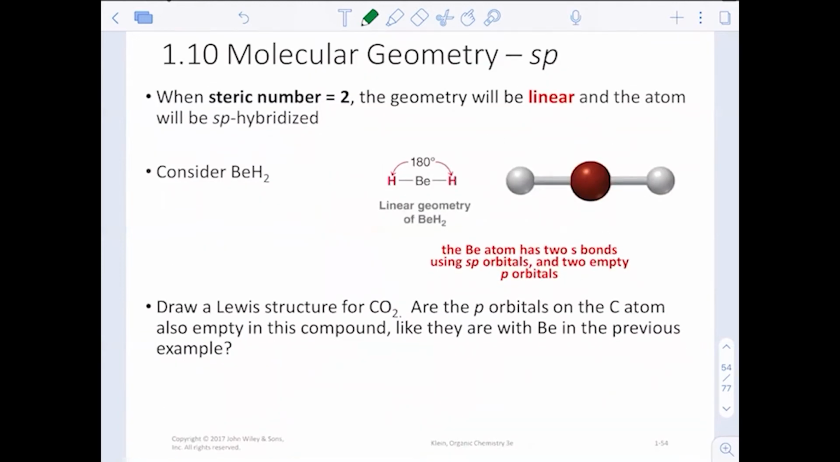When the steric number is 2, we remember linear. BeH2 is a good example. Carbon dioxide is one that we did too, so I'll redraw him here.